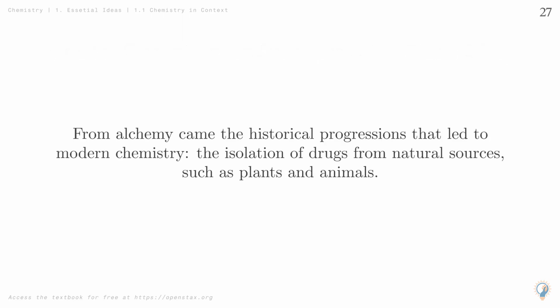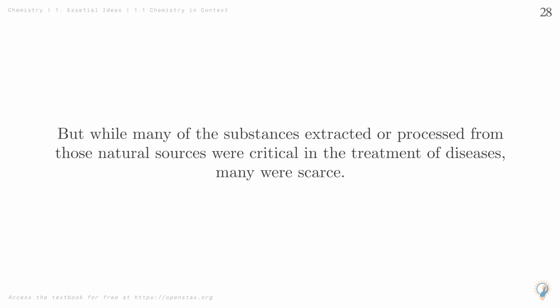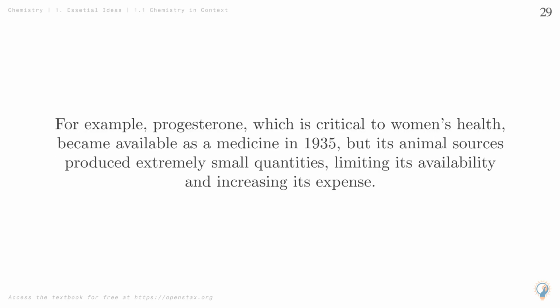From alchemy came the historical progressions that led to modern chemistry, such as the isolation of drugs from natural sources such as plants and animals. But while many of the substances extracted or processed from those natural sources were critical in the treatment of diseases, many were scarce. For example, progesterone, which is critical to women's health, became available as a medicine in 1935, but its animal sources produced extremely small quantities, limiting its availability and increasing its expense.